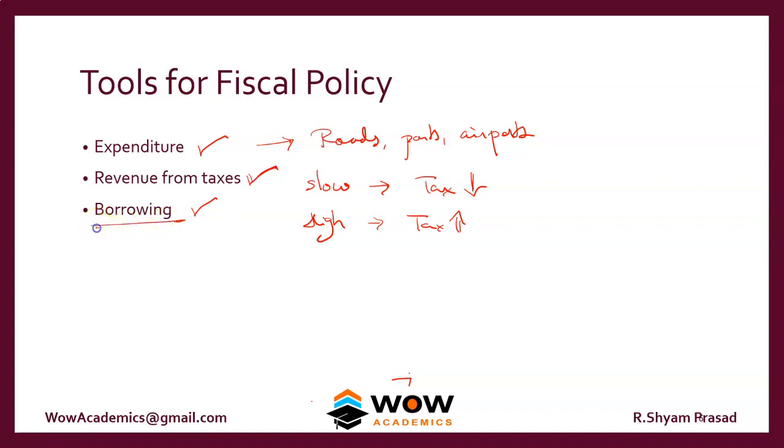So they can also borrow. If they don't have money on their own, the government can borrow it from the money market, and they can spend it on infrastructure developments. So they can borrow money and spend it on expenditure. So these are the ways in which governments can activate growth.